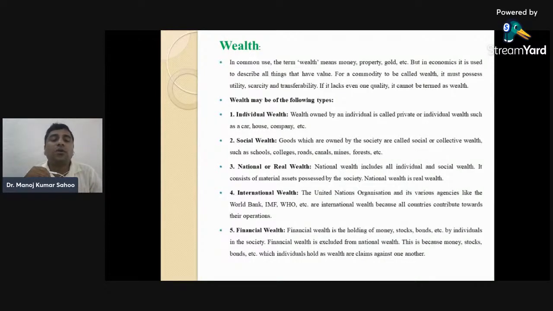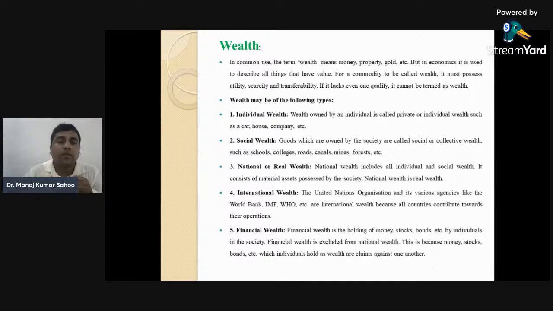So wealth also has different types: individual wealth, social wealth, national wealth, international wealth, financial wealth. Individual wealth means wealth owned by an individual, called private or individual wealth, such as a car, house, or company. For example, a house owner can be called individual wealth.